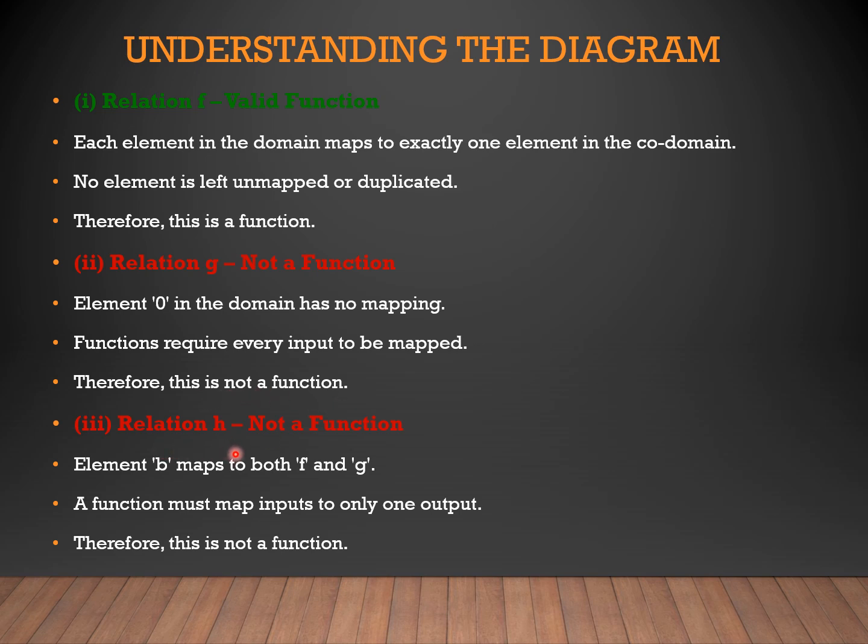Then relation H is not a function. Why? Because there is an element B which maps to both F and G. We define a function such that each input must map to only one output, not two. And the element B has both F and G as its output. Therefore, that is not a function. Thank you.